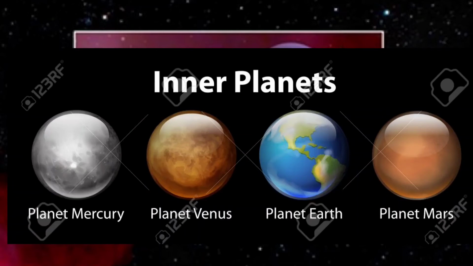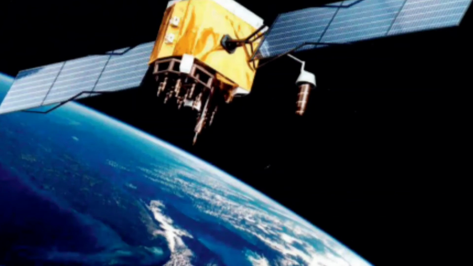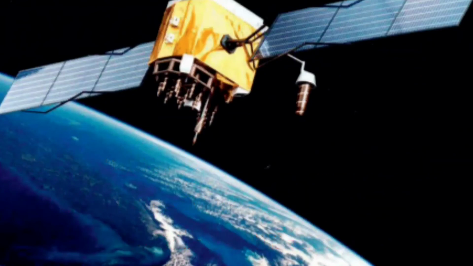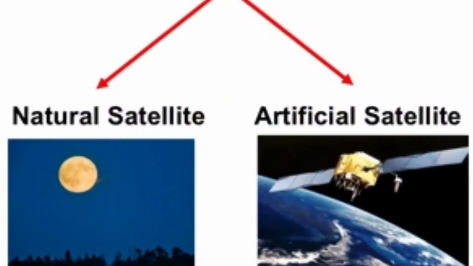Now we move on to the satellite. What do you mean by satellite? An object that revolves around a planet in a stable and consistent orbit is called a satellite. There are two types of satellites. You already know. Yes, natural and artificial.